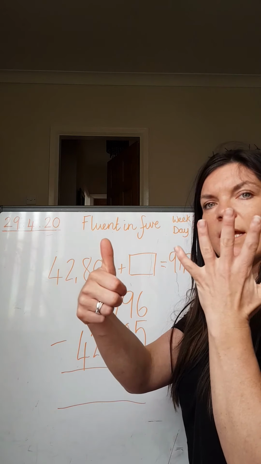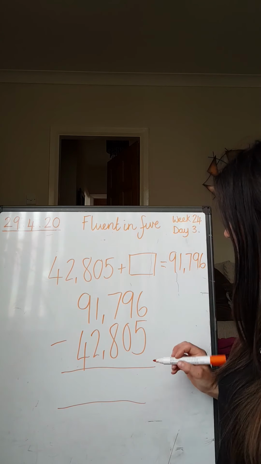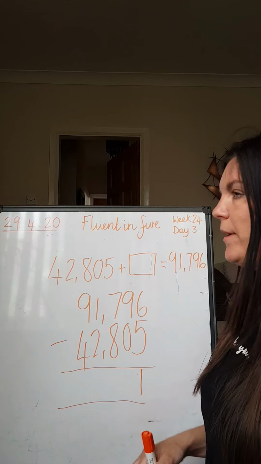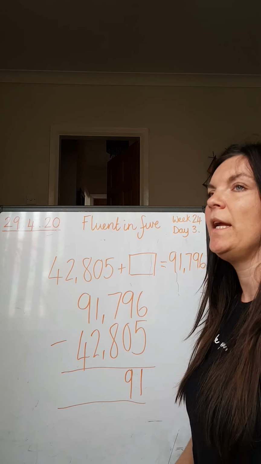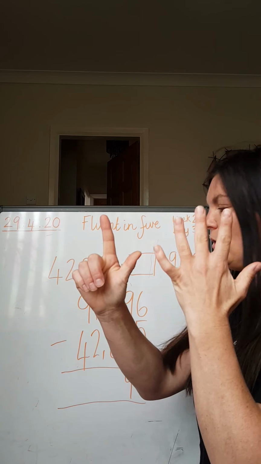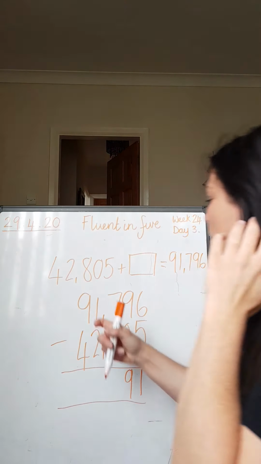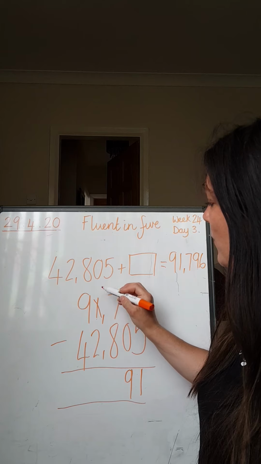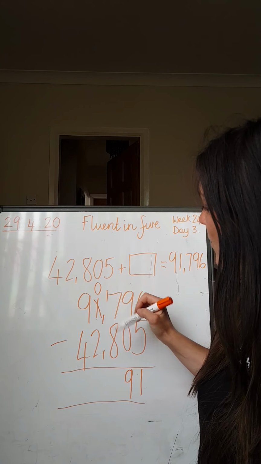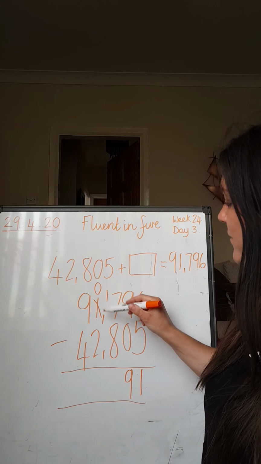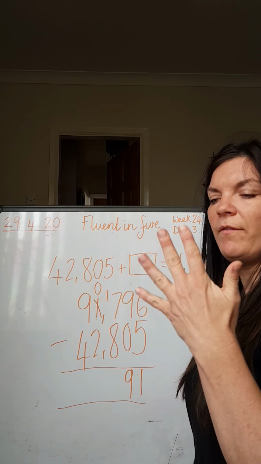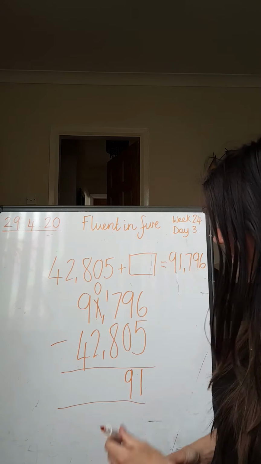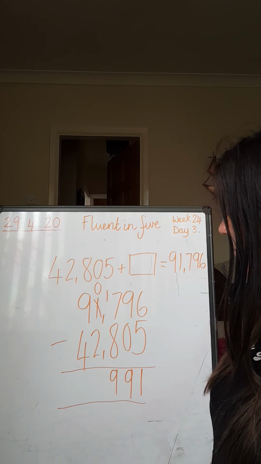So 6, take away 5, I can do that. It's 1. 9, take away 0 is 9 still. 7, take away 8. I can't do that, I haven't got enough. There's more on the floor. So I'm going to knock next door, take 1 away, give it to the neighbour. So he's now got 17. 17, take away 8. 9, 10, 11, 12, 13, 14, 15, 16, 17. I've got 9 in that box.